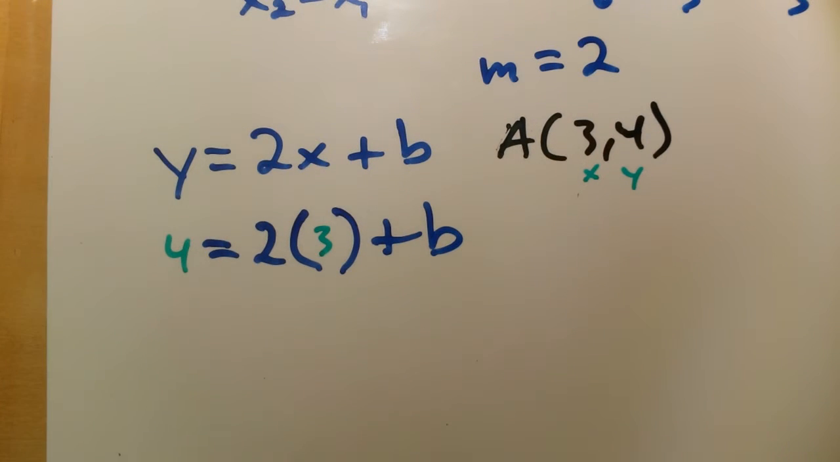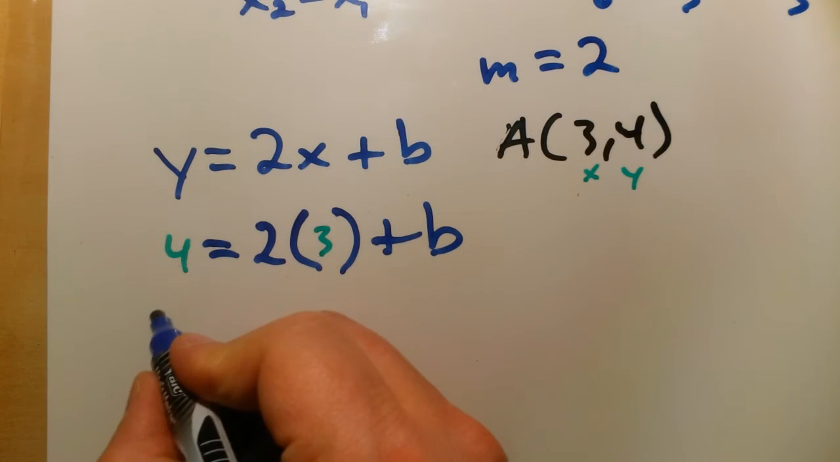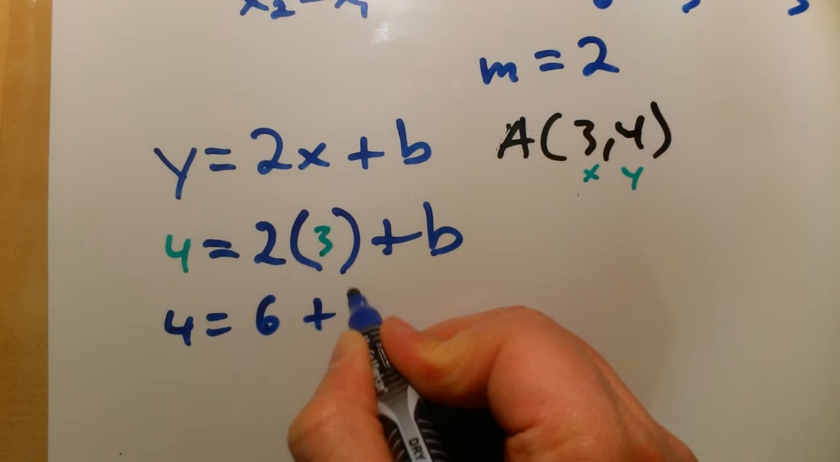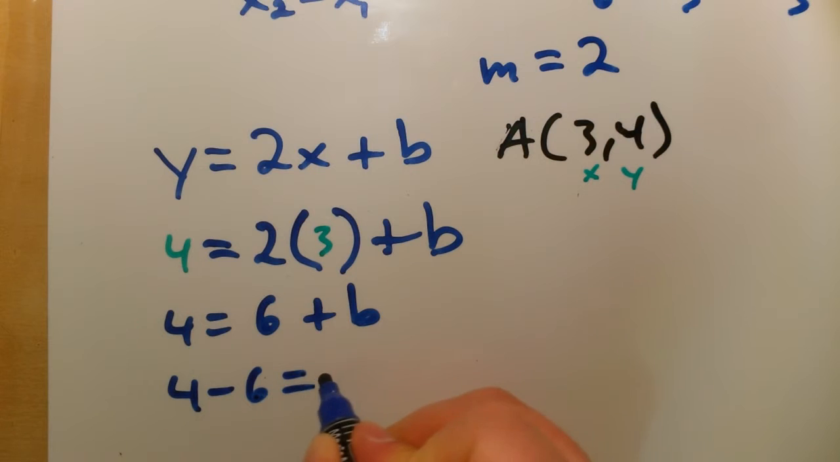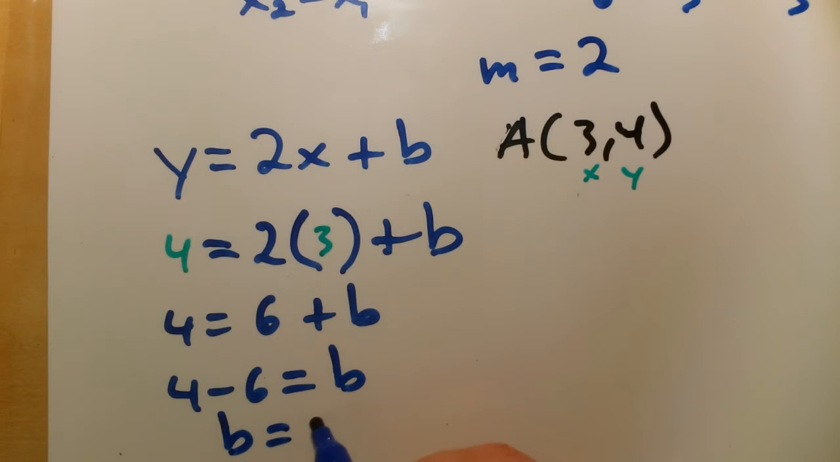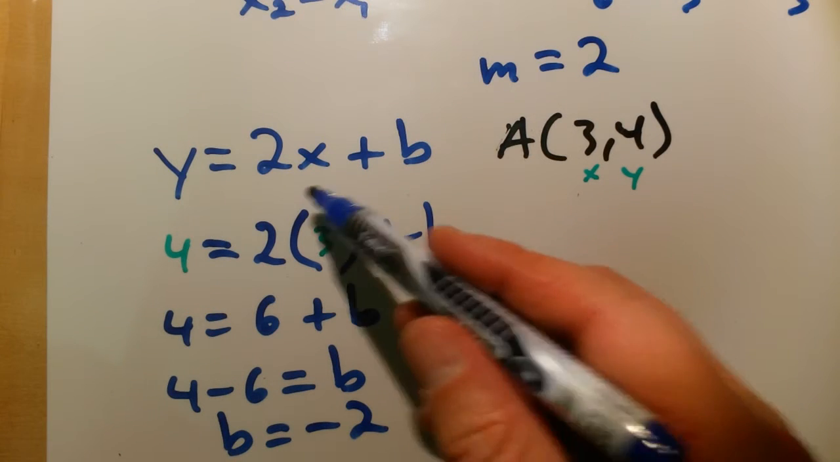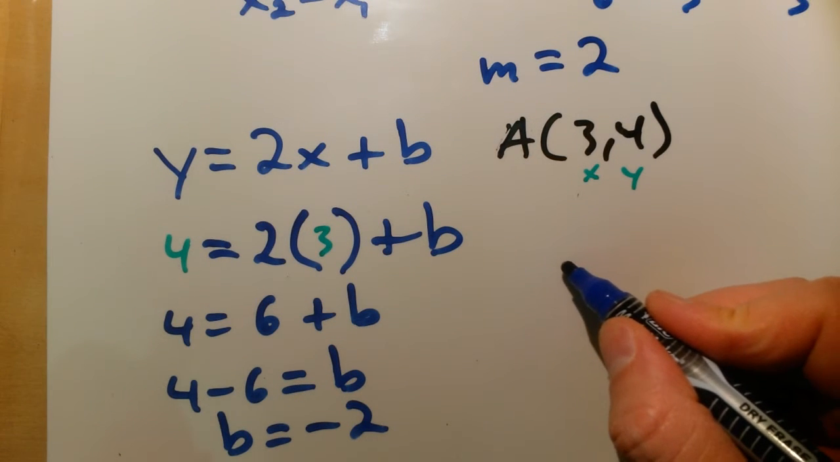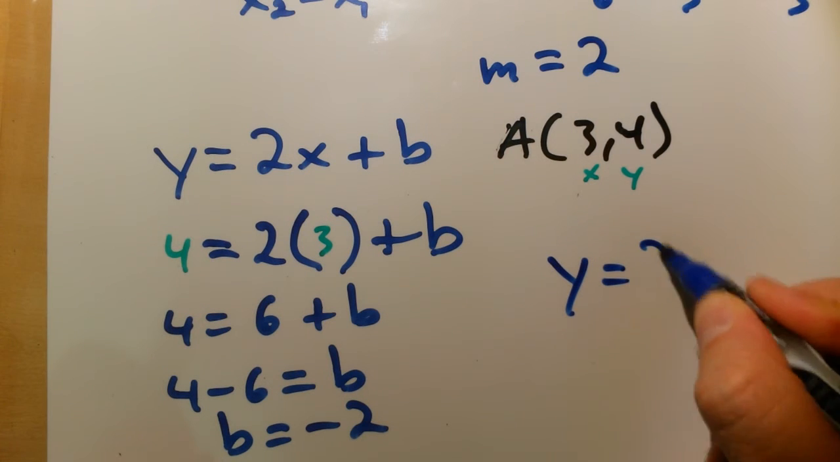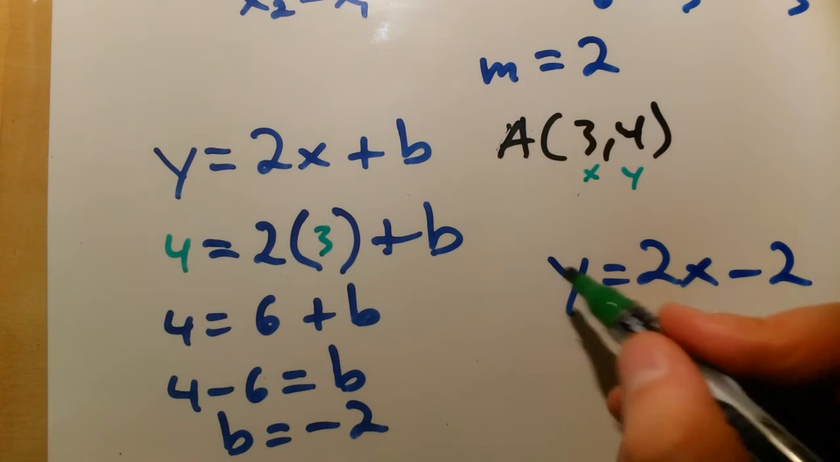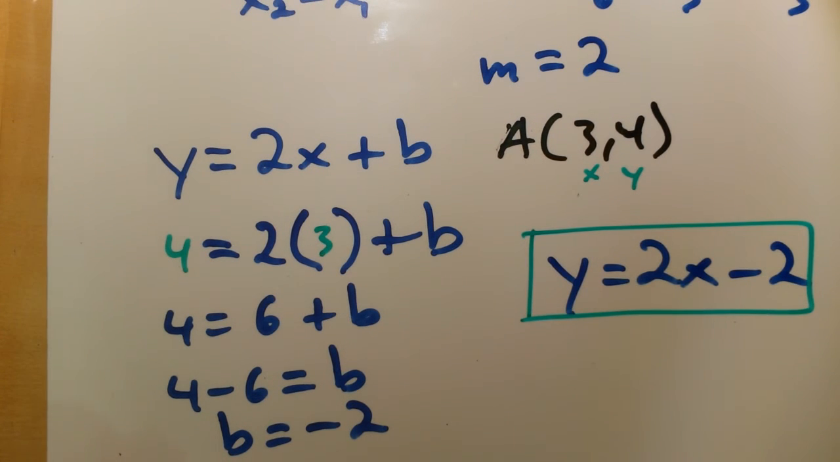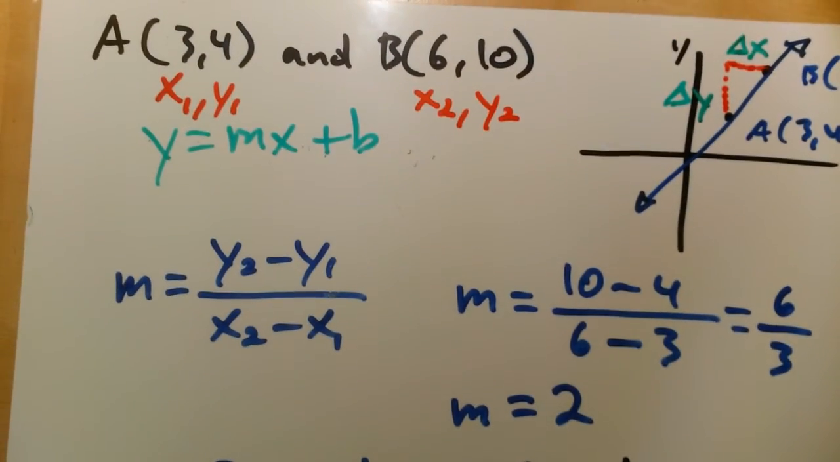Okay, so this becomes 4 equals 3 times 2, 6 plus b. We move the 6 to the other side because we need to solve for b, so this becomes 4 minus 6 equals b, which essentially means b is equal to -2. So now that we have our y-intercept, all we have to do is substitute it into the final equation, and our answer is going to be y equals 2x minus 2. This is the equation of a line that passes through these 2 points, A and B, that we had at the beginning.